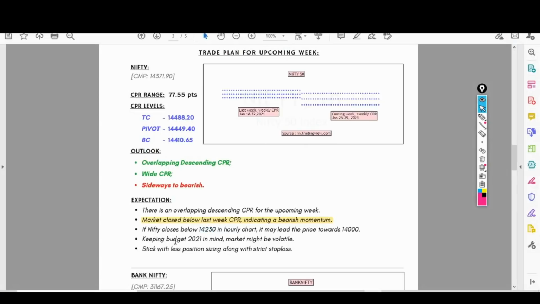So this is what I have explained in my third point. Now, keeping Budget 2021 in mind, the market might be volatile. That's known to everybody. So stick with less position sizing along with strict stop loss. How to stick with less position sizing, how to keep your stop losses, where to book the profits, you have to consult your mentor.